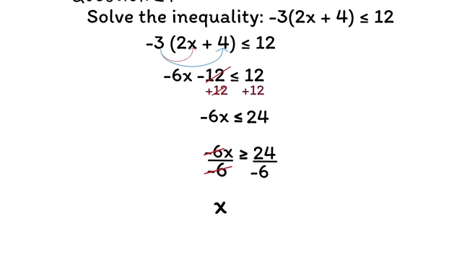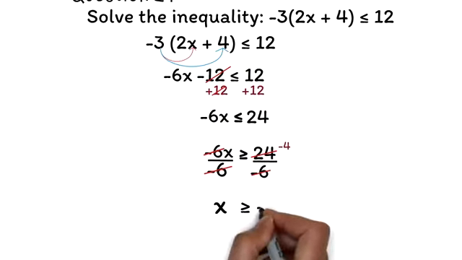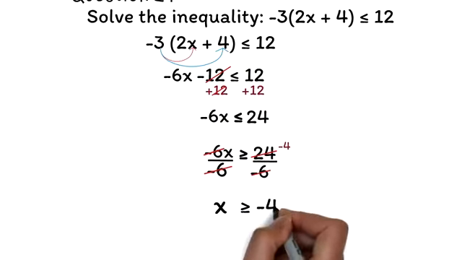Simplify 24 divided by negative 6. Negative 6 goes into itself once, but goes into 24 4 times. This leaves us with x is greater than or equal to negative 4. This means, to satisfy the inequality, replace x with negative 4 or any number that is greater than negative 4.